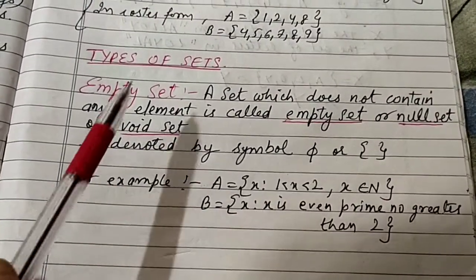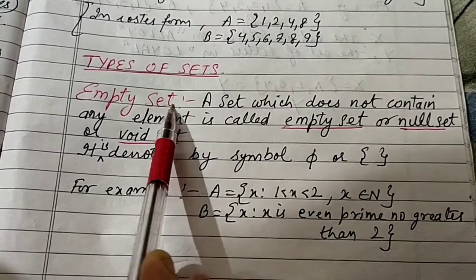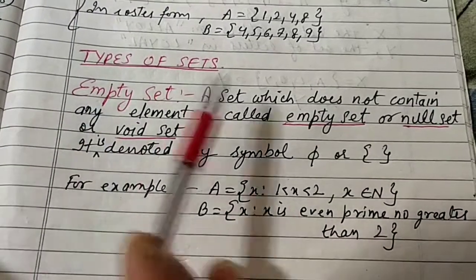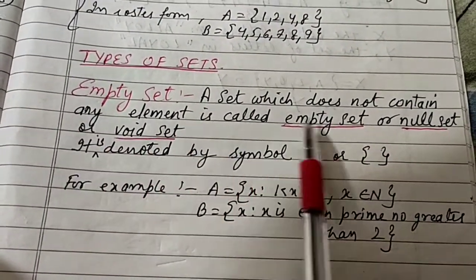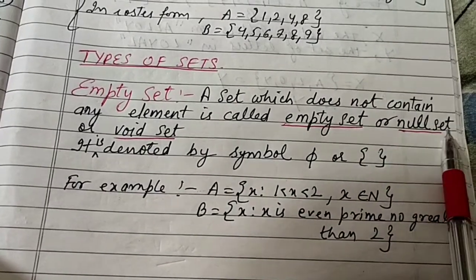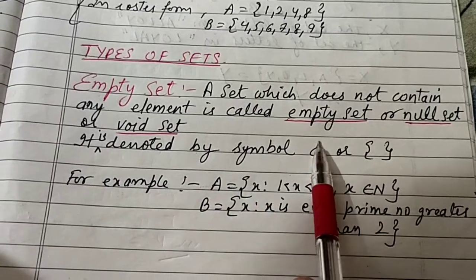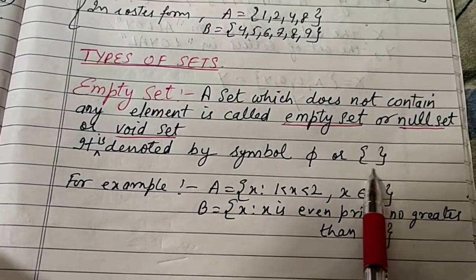Next is types of sets. First is empty set. As its name says, it is empty, means it doesn't contain any element. A set which doesn't contain any element is called an empty set. It is also called null set or void set. It is denoted by the symbol phi, or empty braces.